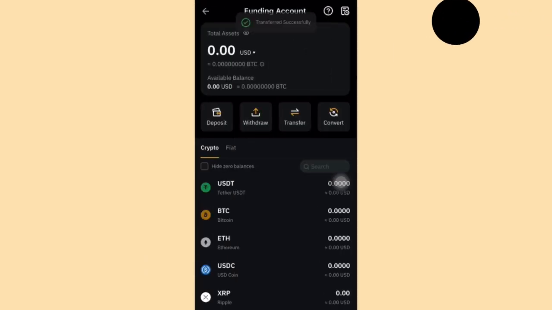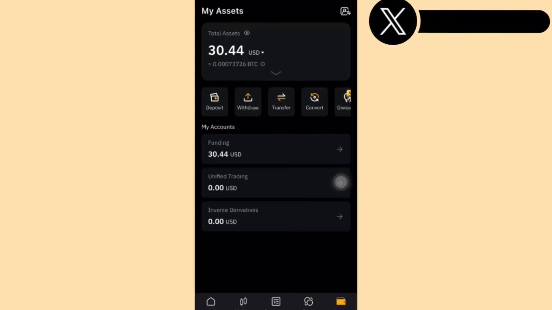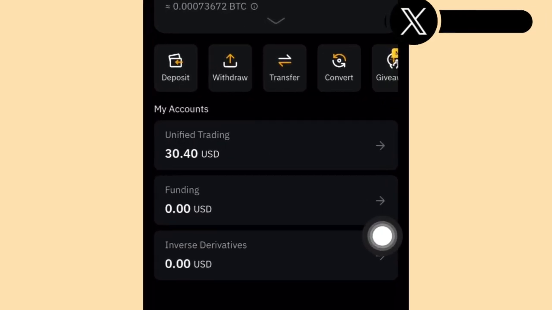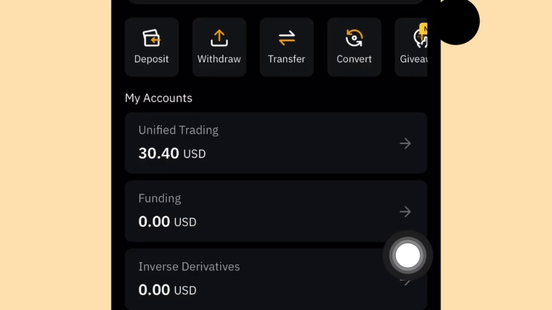We've already confirmed this. Transferred successfully. And if I go back now, you're going to see the money we had in funding has moved to unified trading, and that is how you're good to go for us to start trading.